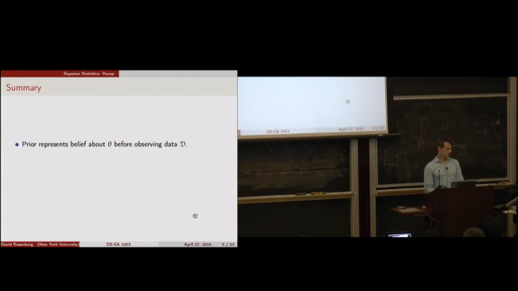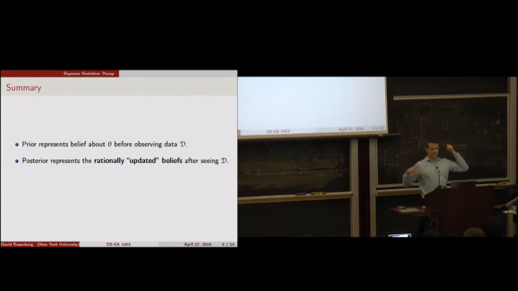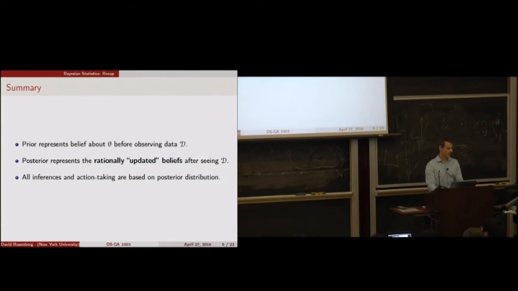All right. So, summary on the Bayesian approach. We come up with a prior that represents our beliefs of theta before we look at the data d. Then we see the data d, and the posterior distribution gives us some kind of most rational updating of our belief on theta. It's an interpretation of this Bayesian approach. And then we base all of our actions on this posterior distribution on theta.